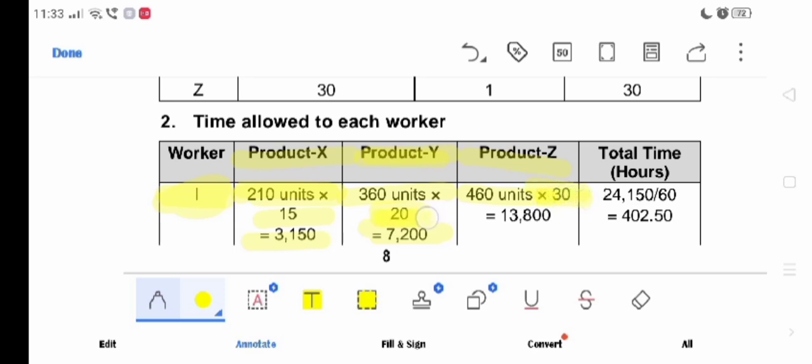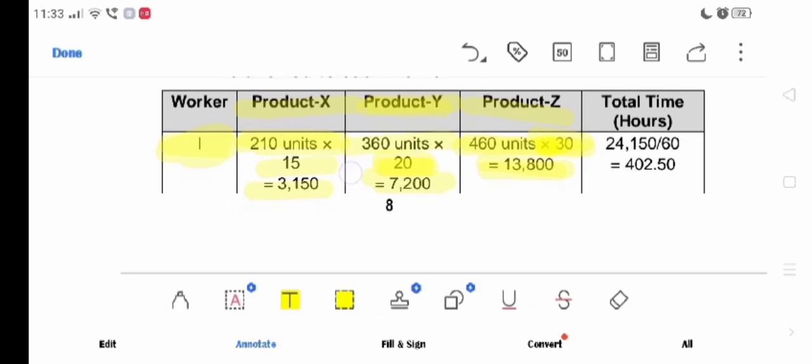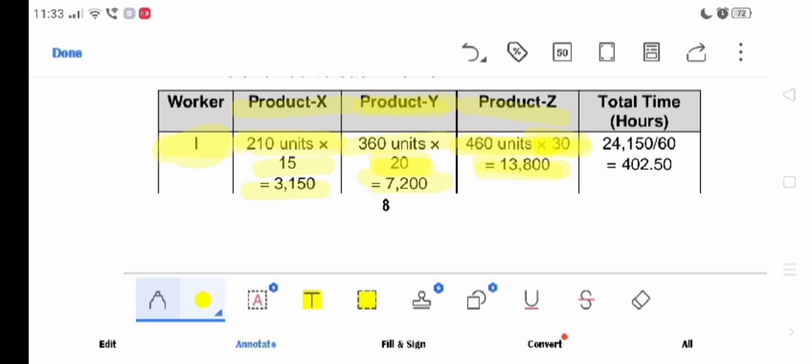I'm not going to again say why this 20 and 30 came up, right? So 460 units and 30 rupees, so 13,800. Sorry, this is not rupees guys, I'm really sorry. These are in minutes, because we are now going to calculate the total number of hours allowed, right? So for 210 units, for each unit 15 minutes is allowed, 20 minutes and 30 minutes are allowed. So in total, we are going to get 3150, 7200 and 13,800. Total comes to 24,150 minutes.